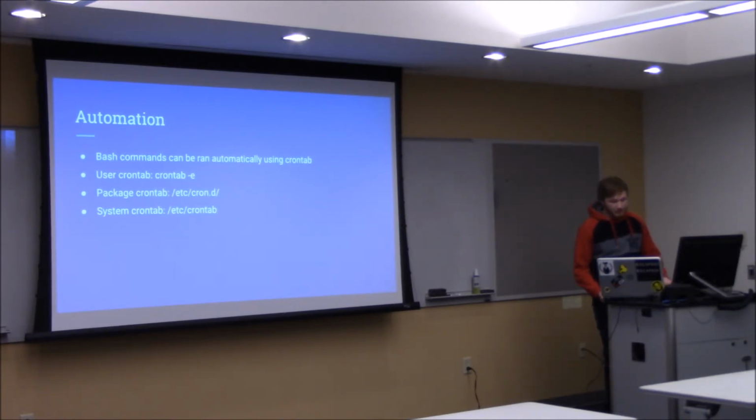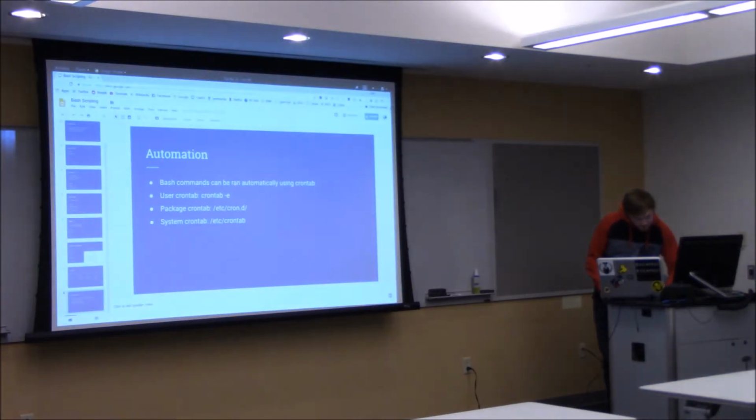Then there's also the package crontab, which is found in /etc/cron.d. That's for basically any package you install, which will have its own folder in there for its repeated processes. There's also cron.daily, cron.hourly, cron.weekly, and cron.monthly, but they're all basically there for packages. And then finally, you have the system crontab, which is stored in just /etc/crontab.